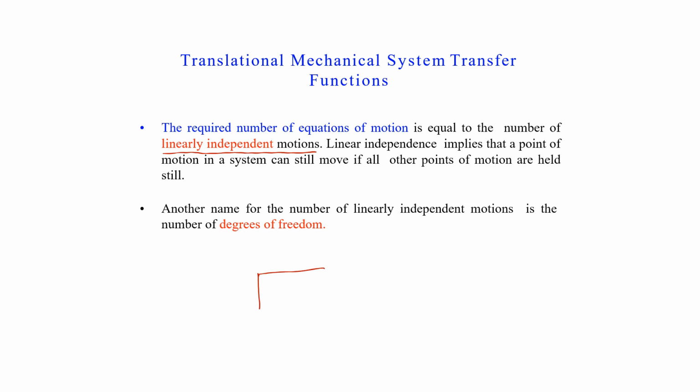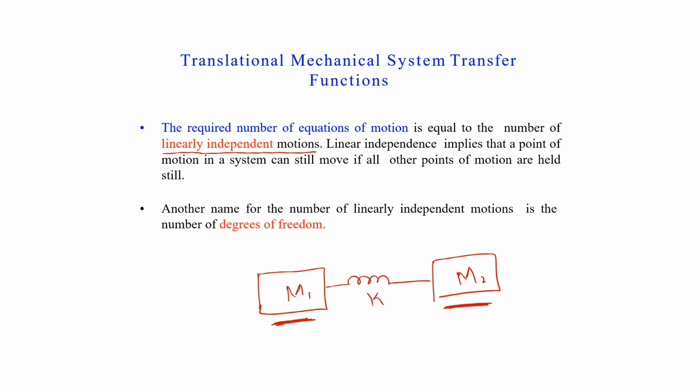So let's suppose we have two bodies here, one with the mass m1 and another with the mass m2, and both are connected with this spring with the spring coefficient k. From here we can see that both of the bodies can be moved irrespective of the other one. So if I hold m1 still, I can still move m2, and similarly if I hold m2 still, I can still move m1.